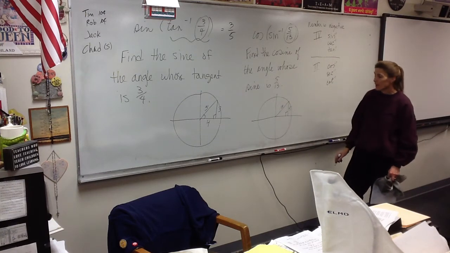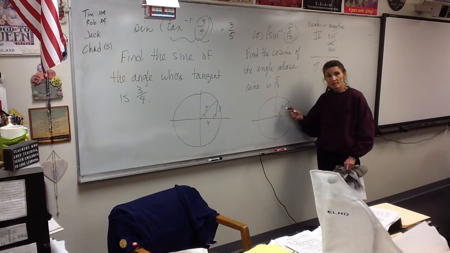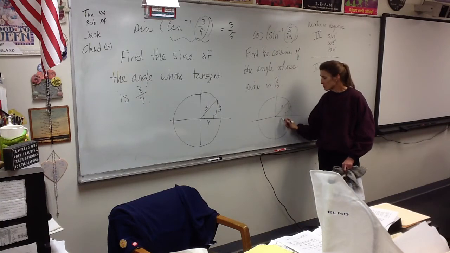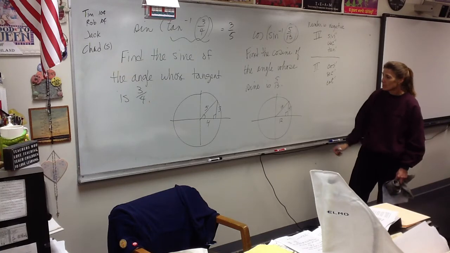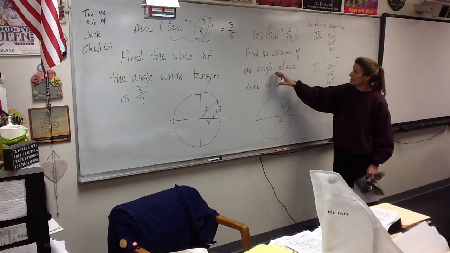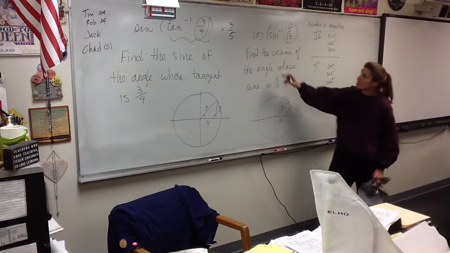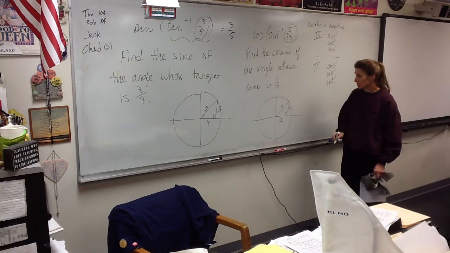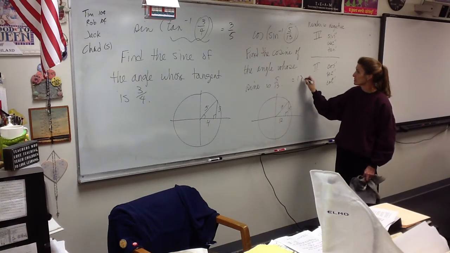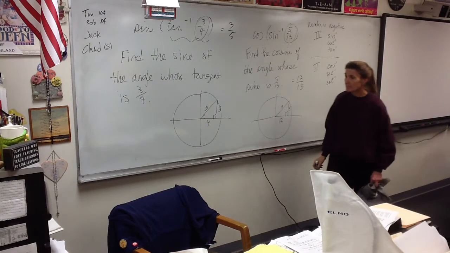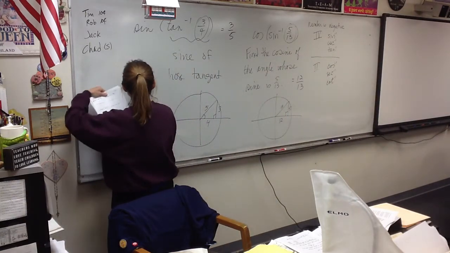If you do the Pythagorean Theorem, x squared plus 5 squared equals 13 squared, this will work out to be 12. So now I've drawn a picture of the angle whose sine is 5/13. What do I want to know? I want to know the cosine of that picture. The cosine would be adjacent over hypotenuse, or 12/13. So the answer is 12/13.